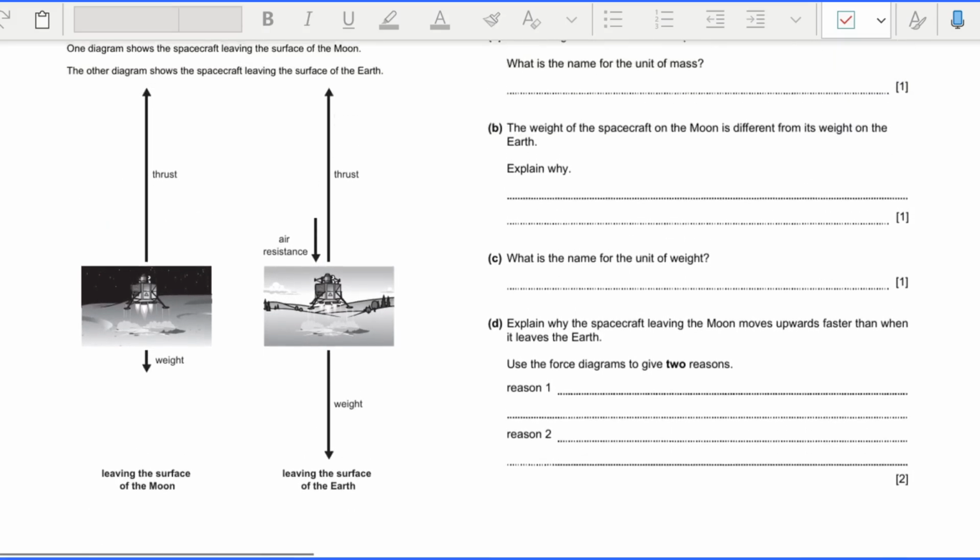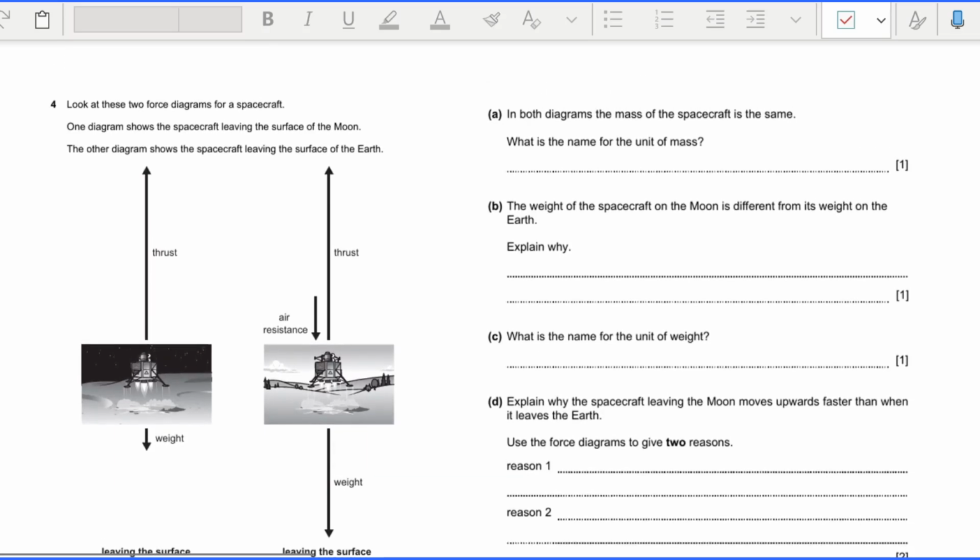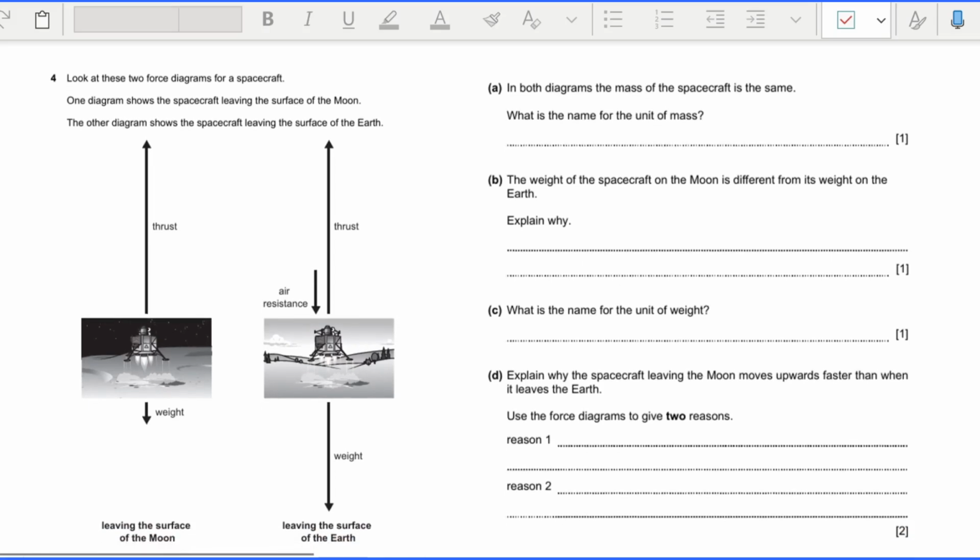Let's move on to question 4b. The weight of the spacecraft on the moon is different from its weight on the Earth. Explain why. 1 mark.